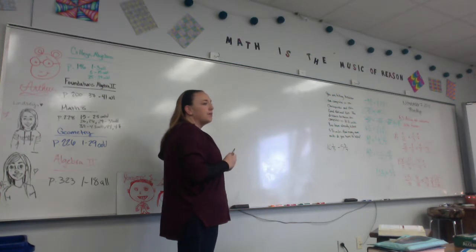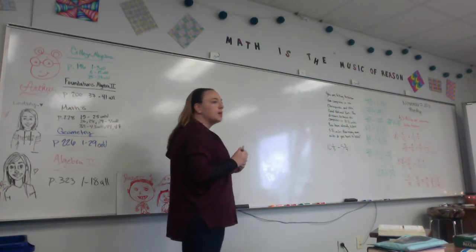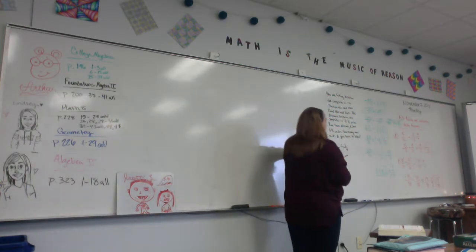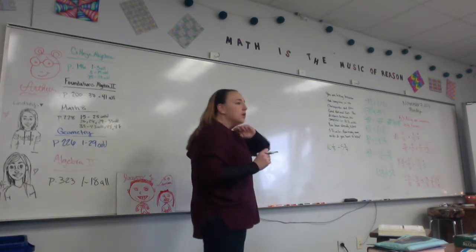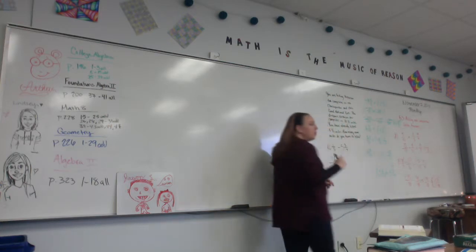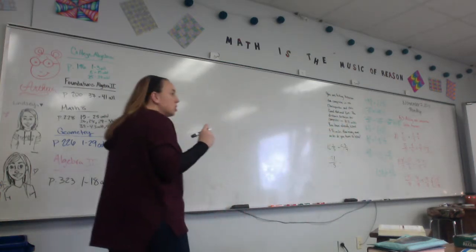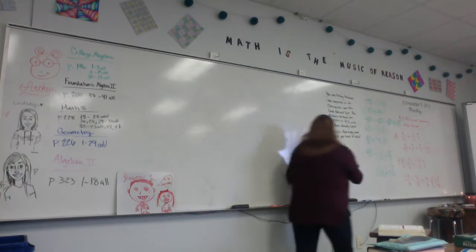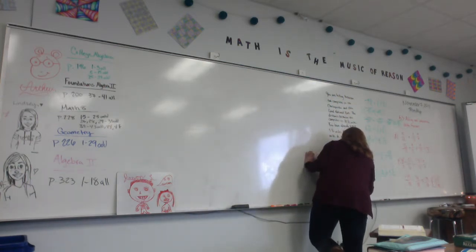Make it improper first. What's 10 and 1/5 translate to? 51 over 5. Awesome. What does 5 3/4 transfer to? 23 over 4. Okay. What do you think is our common denominator?